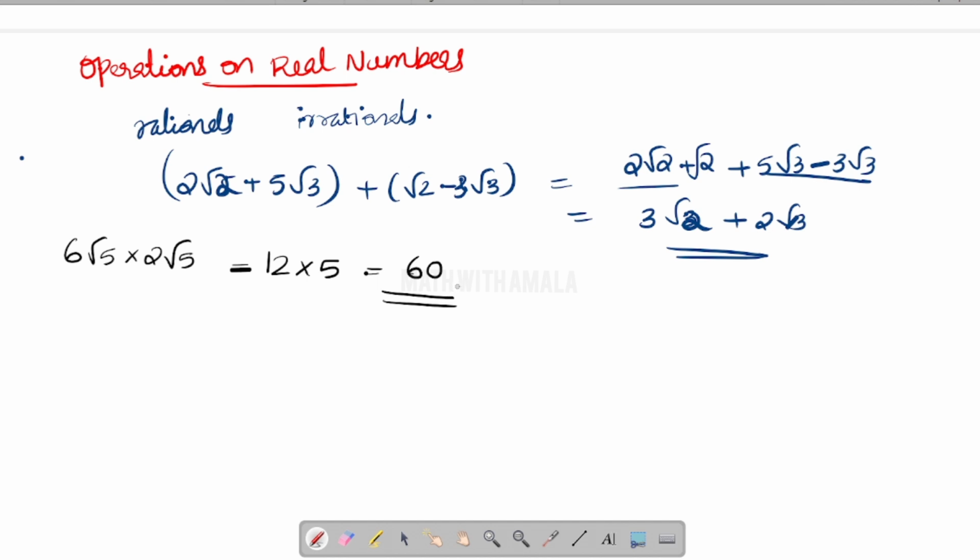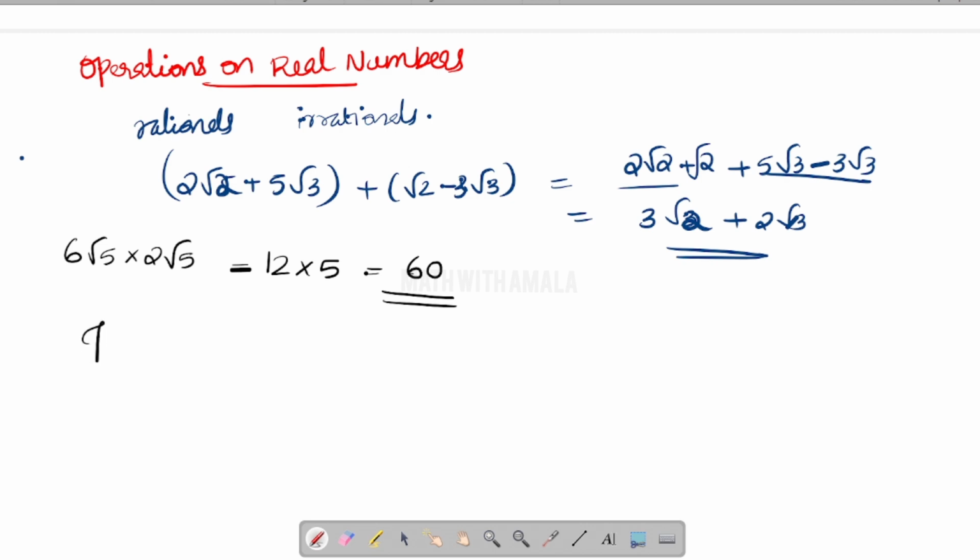Next is 6 root 5 into 2 root 5, which is equal to, you can take this 6 and 2 together, that is 6 into 2, 12. Then root 5 into root 5, which is again root 5 the whole square, which is 5. So you will get the answer 12 into 5, which is equal to 60.